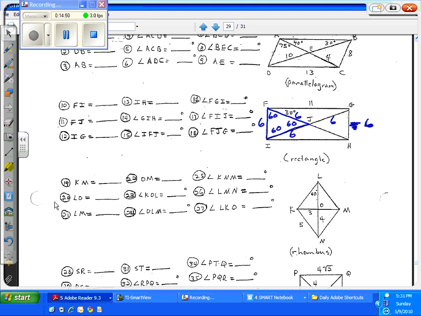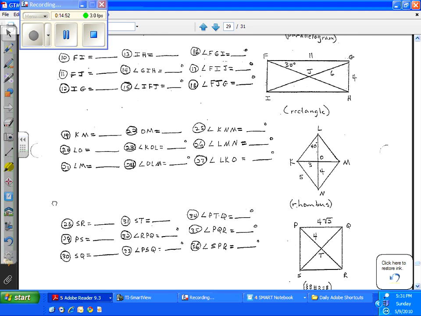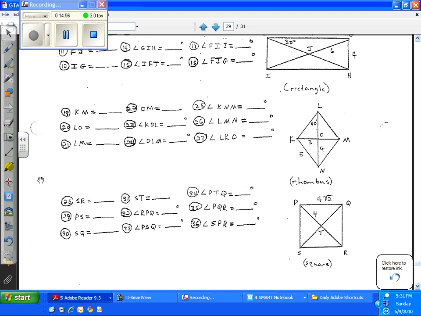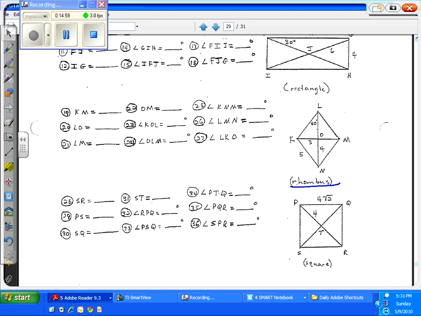Anyway, number 19 through 27, we have a rhombus. And a rhombus, by definition, is a quadrilateral with 4 equal sides.